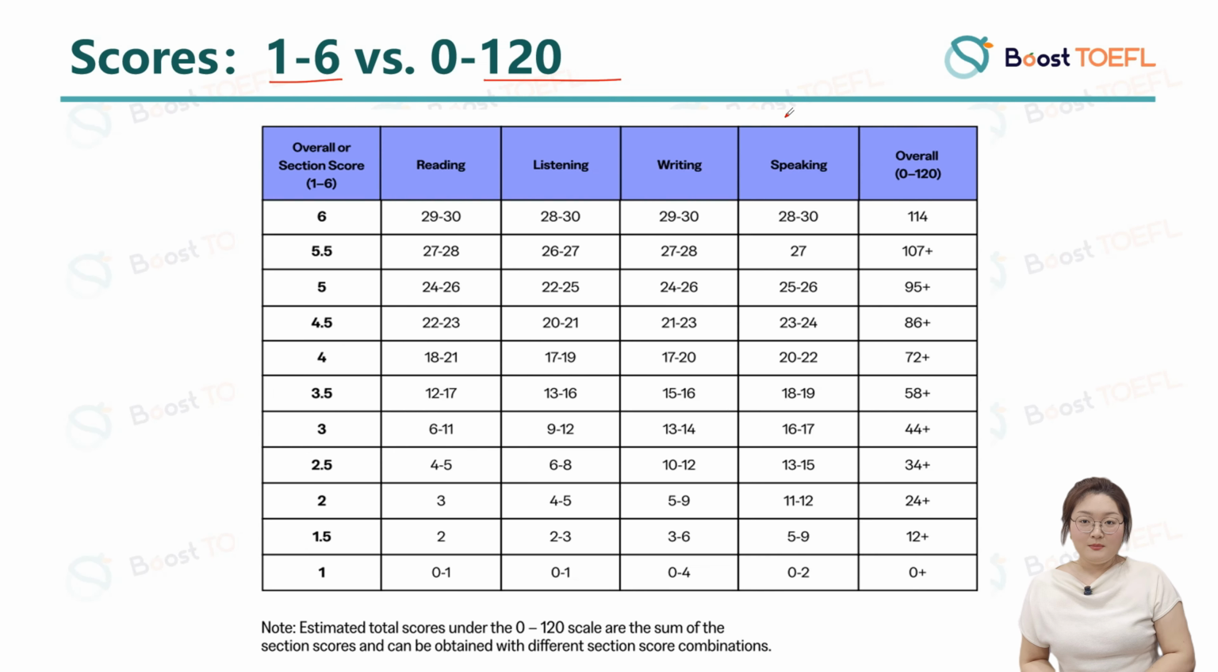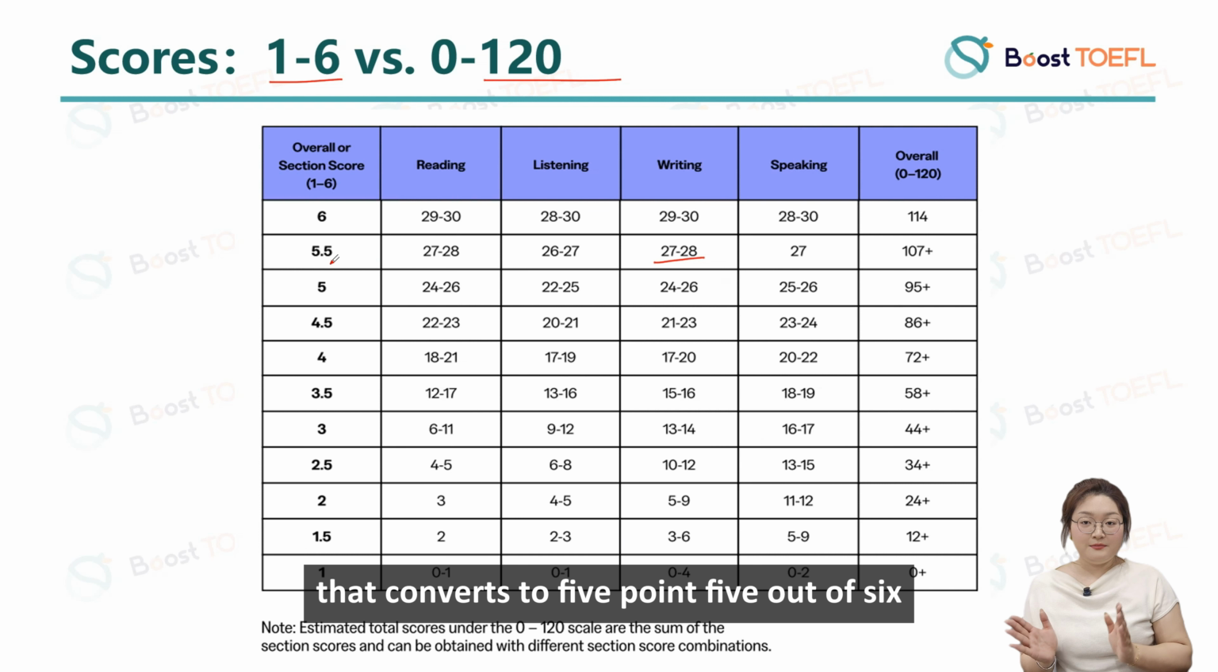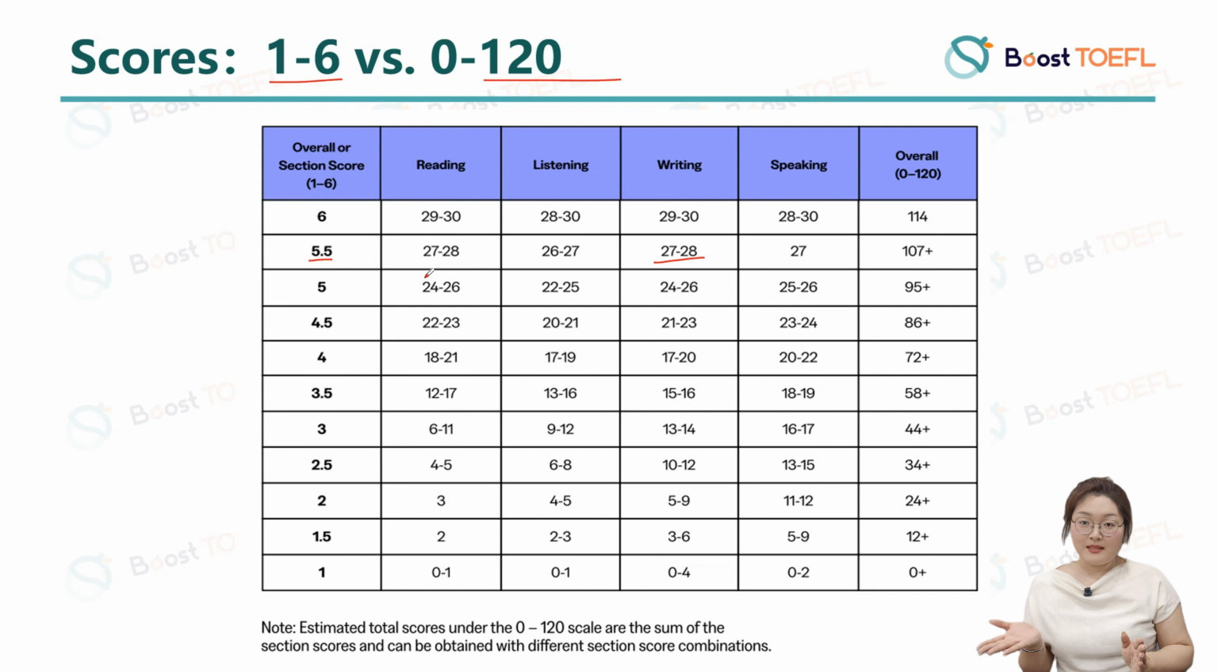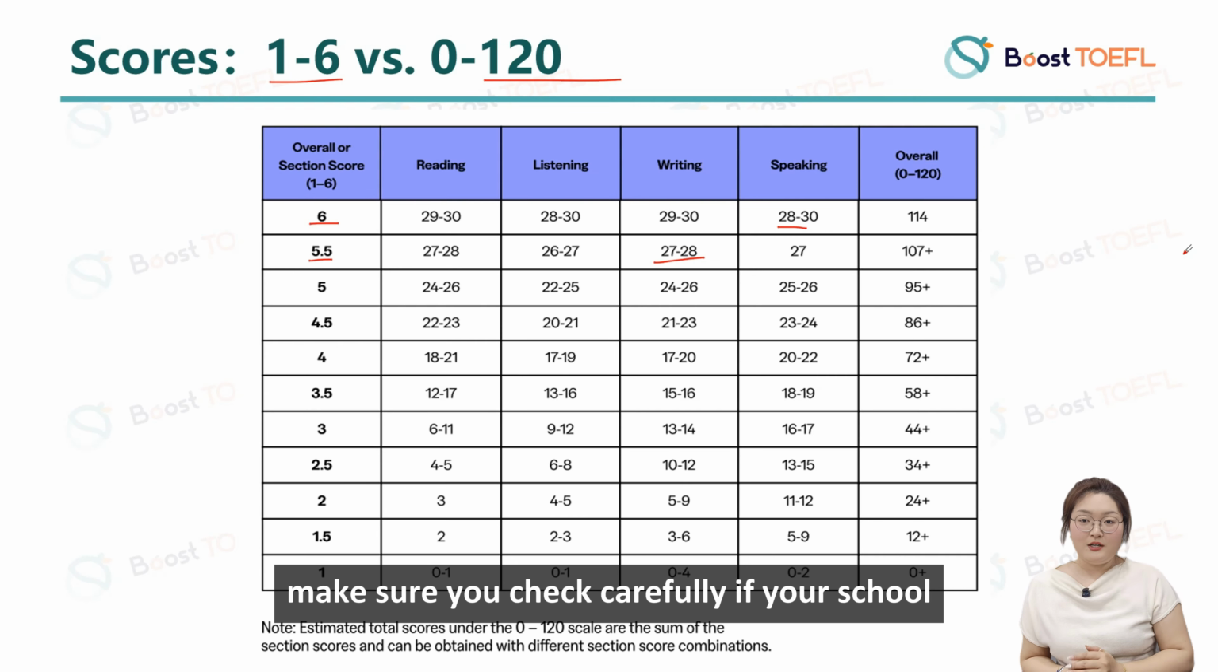For example, if you score 28 in writing on the 120-point scale, that converts to 5.5 out of 6. But if you score 28 in speaking, that converts to a perfect 6 out of 6. Make sure you check carefully if your school has minimum section score requirements.